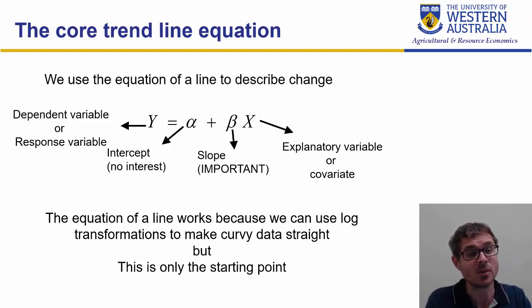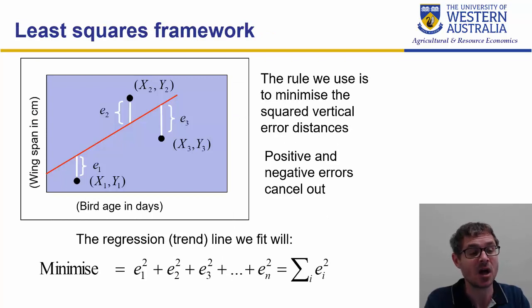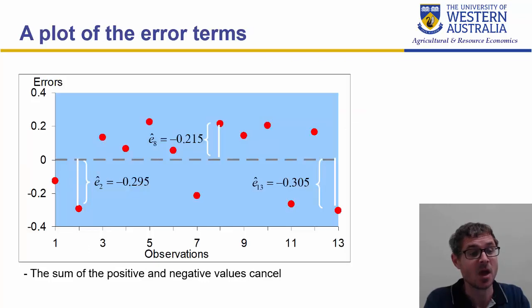The decision rule that we use to fit the equation of a line: there are many possible lines and many possible decision rules we could apply. The one that we use is to fit the line that minimizes the sum of the squared error terms. So we can wiggle the line around the data and ultimately settle on one where the squared error terms will be the smallest possible values they can be. Why are we squaring them? Remember, because the positives and the negatives would cancel out.